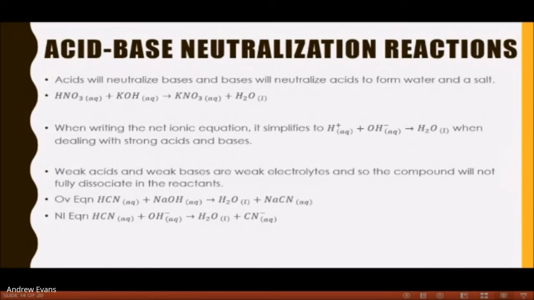Now, there are some cases with weak acids and weak bases because they are weak electrolytes. Even though we write these guys as aqueous, they do not fully dissociate. I will probably not throw this at you on a test, but you may see some of these problems on a homework. Hydrocyanic acid is a weak acid. Acetic acid is a weak acid. Rather than fully splitting into H plus and its anion, it stays largely together.